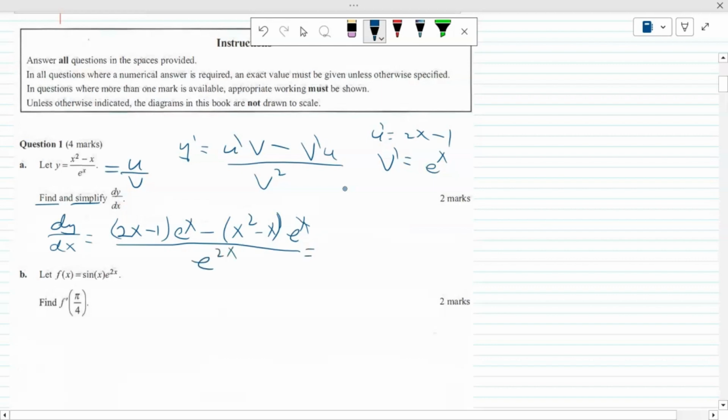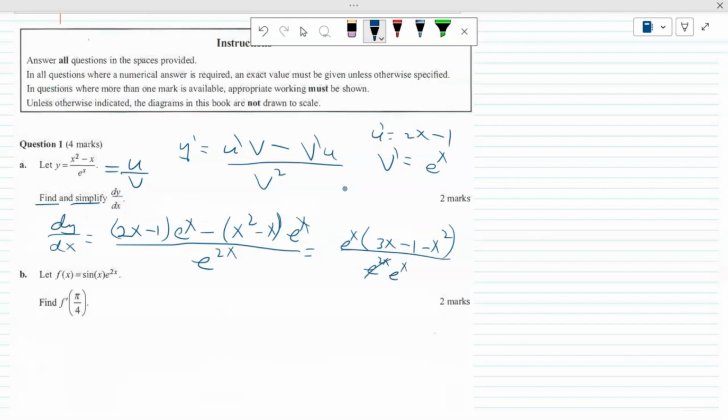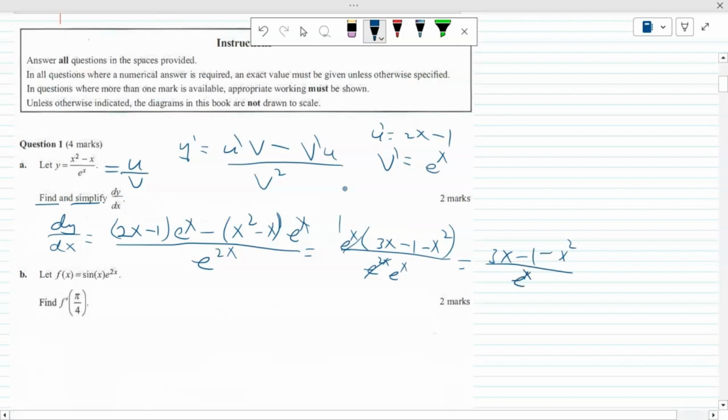So that means take the common factor out, in this case e to the power of x. That gives us 3x minus 1, collecting the like terms, over e to the power of 2x. So on my denominator I'll end up having e to the power of x, so that's gone. And that's my 2-mark question.